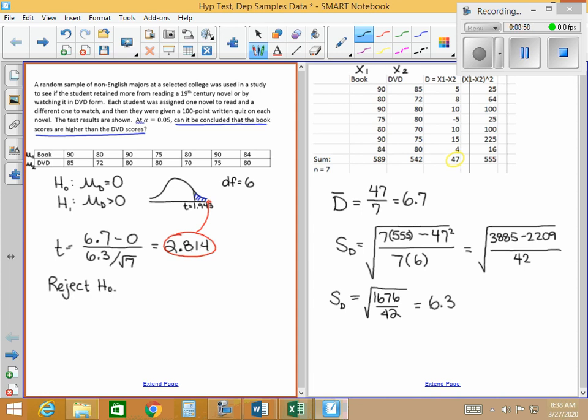When we reject the null hypothesis, we have to explain what that means. We're going to say there is sufficient evidence to support the claim that the book scores are higher than the movie scores.